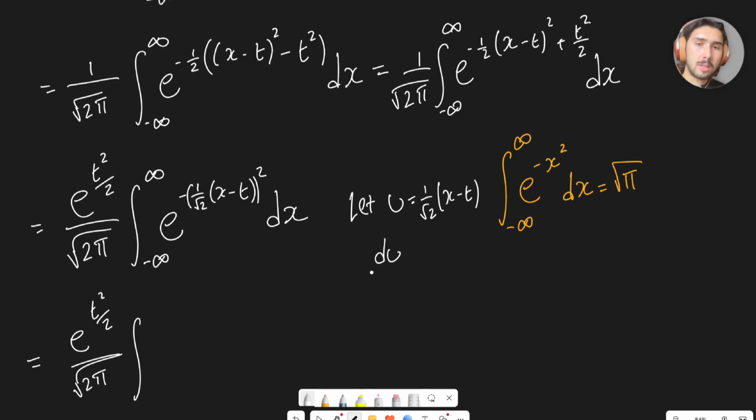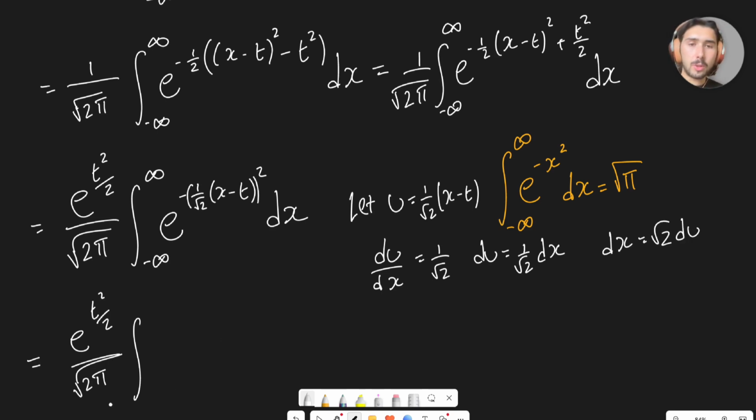We can also see that du/dx, because we're treating t as a constant, is just going to be 1 over root 2, which means that du is going to be 1 over root 2 dx, which means that dx is going to be root 2 du. So what we can do is replace the limits. Hopefully it's clear to see t is just a fixed number, so it's finite. That means that the limits are still going to be minus infinity and infinity. And then I've got e to the minus u squared, and then dx is root 2 du.